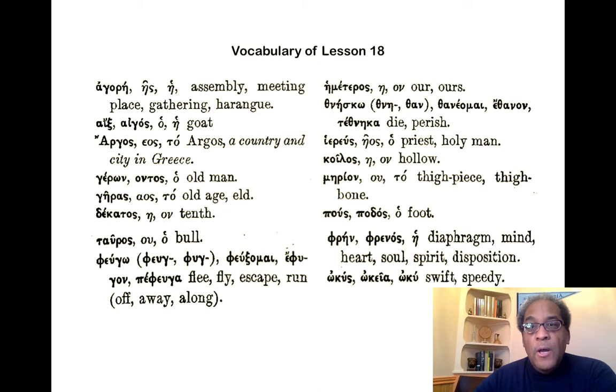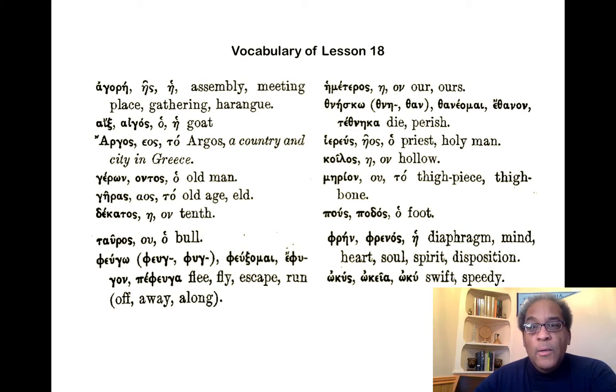Ἡμέτερος, ἡμετέρη, ἡμέτερον, ours. Θνῄσκω, θανέομαι, ἔθανον, τέθνηκα, die, perish. Ἱερεύς, ἱερῆος, priest, holy man. Κοῖλος, κοίλη, κοῖλον, hollow.